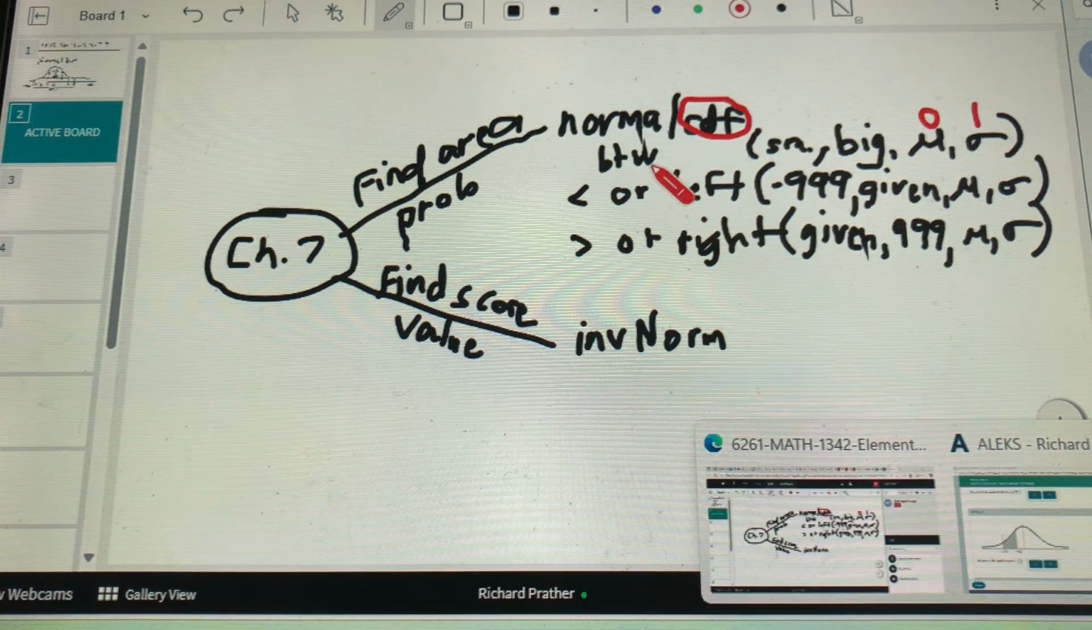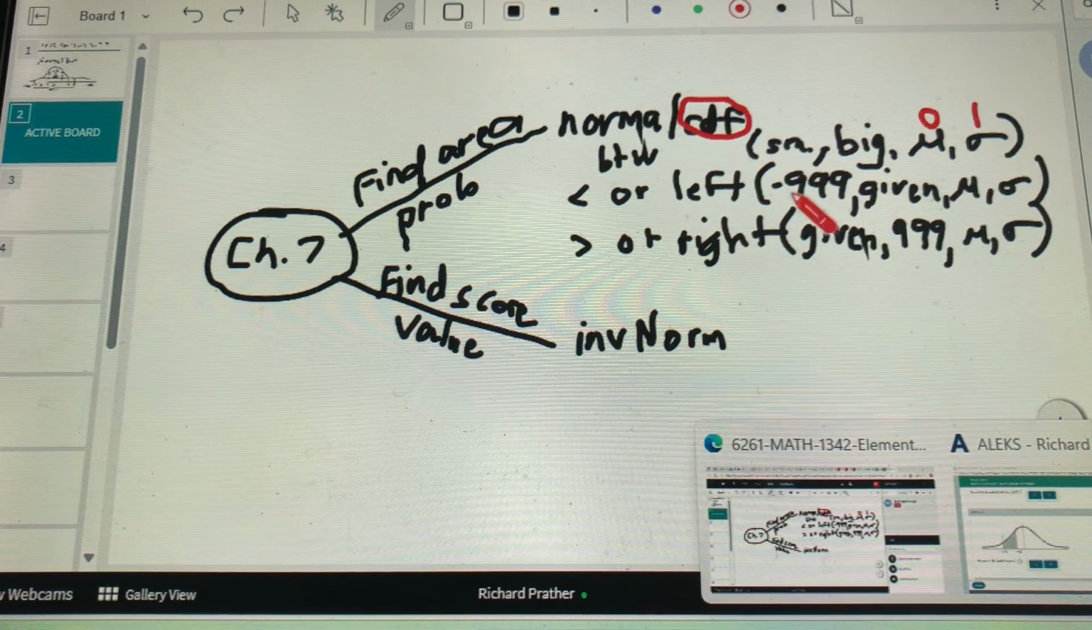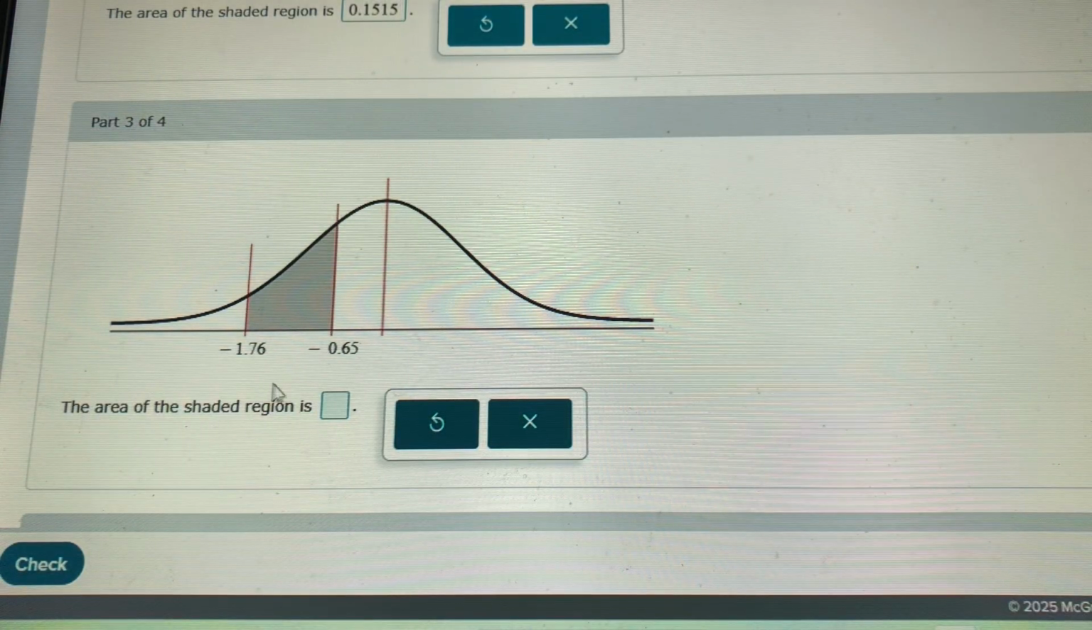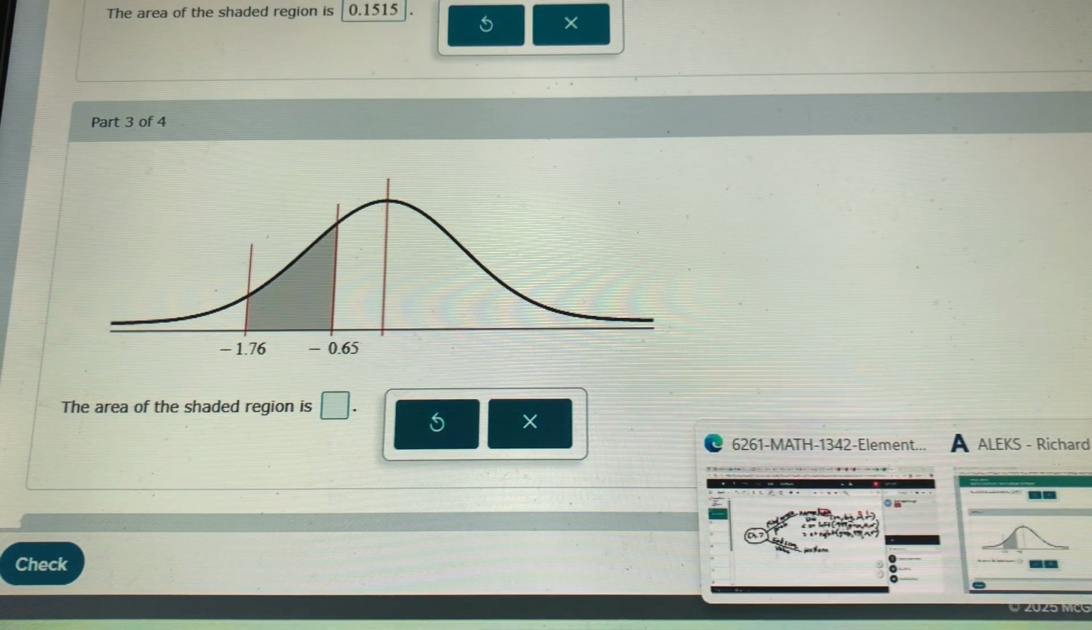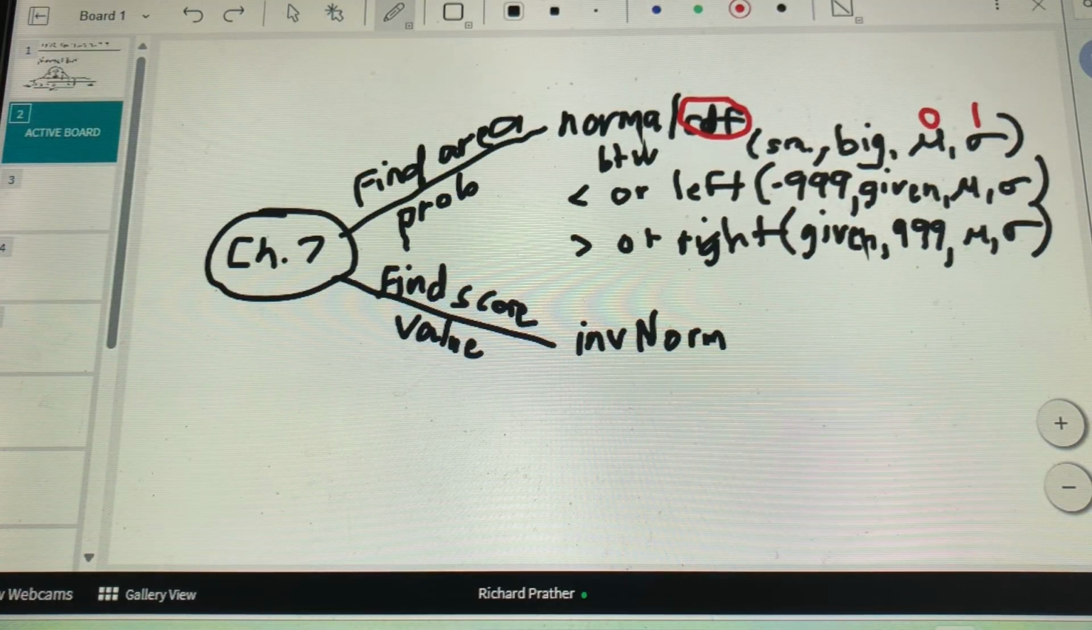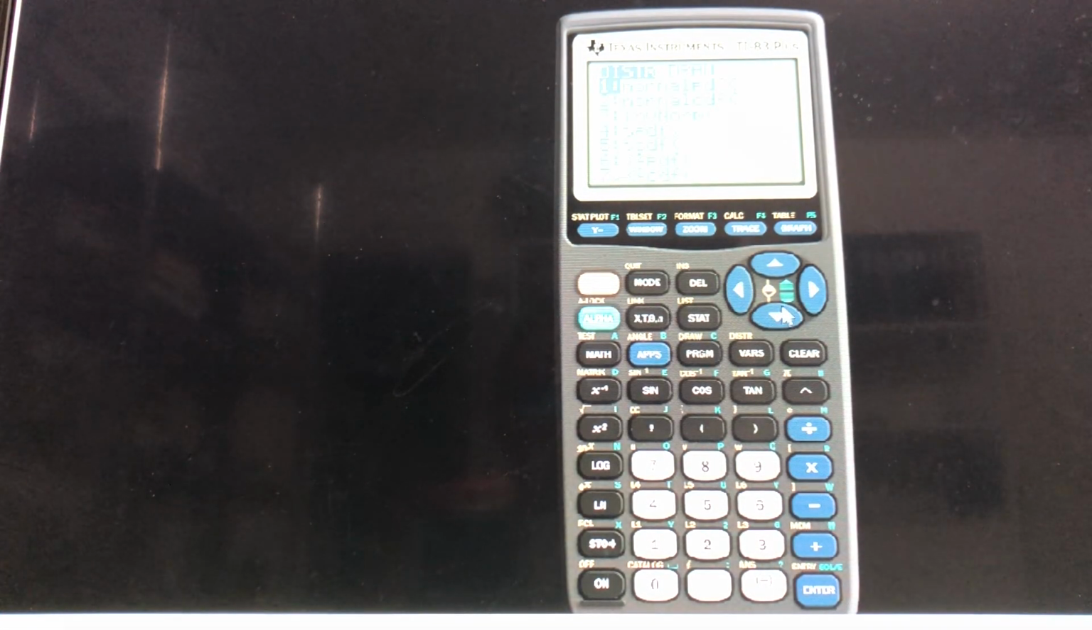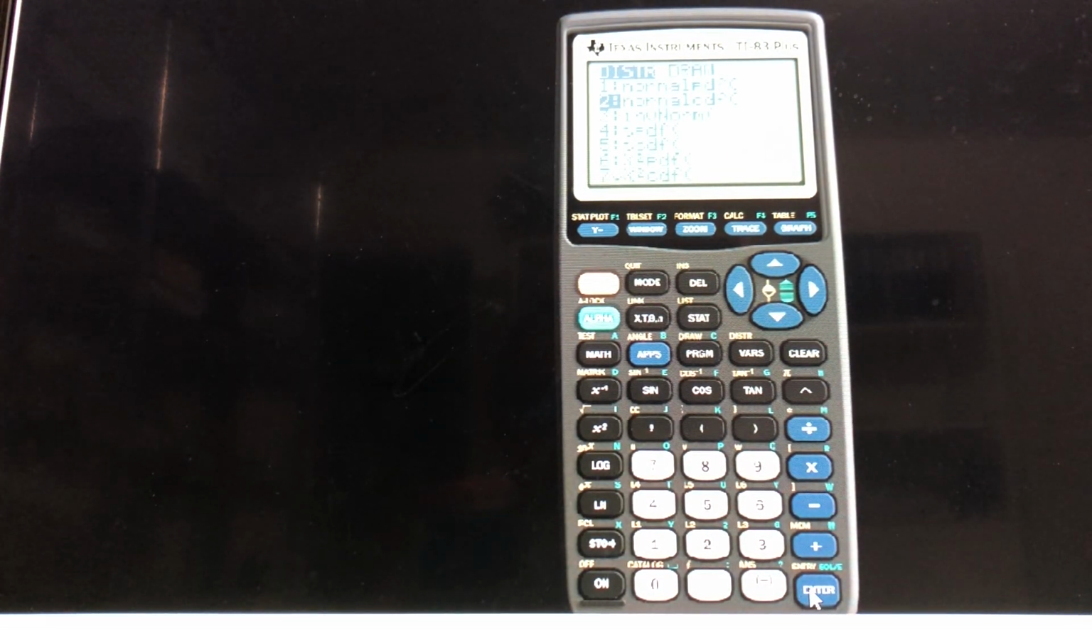So between is the best case, because you put the smaller number first and the bigger number second. You don't need to worry about any infinity or negative infinities. The smaller number is the one on the left, the bigger number is on the right. So I need to put negative 1.76 first. Second vars, normal CDF, the second option from the top. Negative 1.76 is the smaller number, comma, negative 0.65 is the bigger number, 0 and 1. 2186.